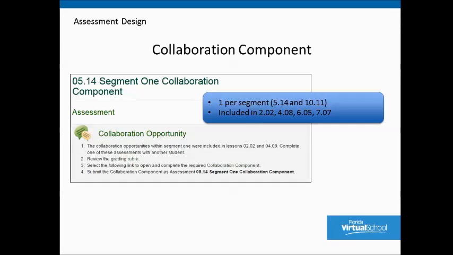Now we're going to get into the assessment design. As mentioned before, there are collaboration opportunities for the students. There is a collaboration component at the end of each segment. They are allowed to collaborate on 4 different lessons, 202 and 408 in segment 1, and then 605 and 707 in segment 2, which we'll get a little bit more into when we go to that recording.